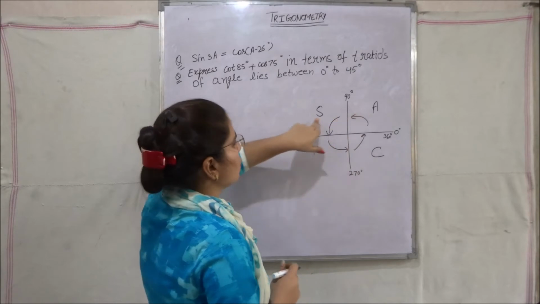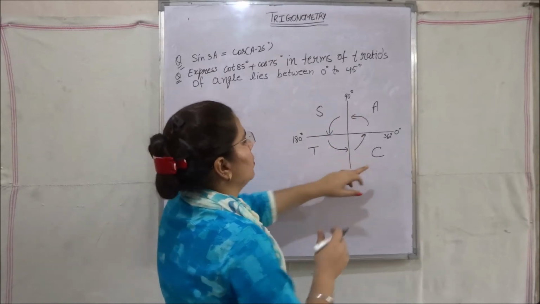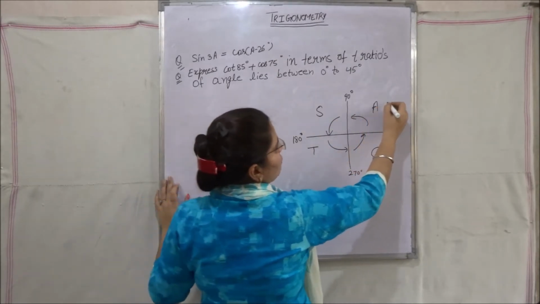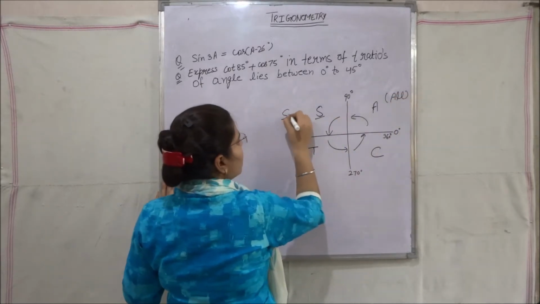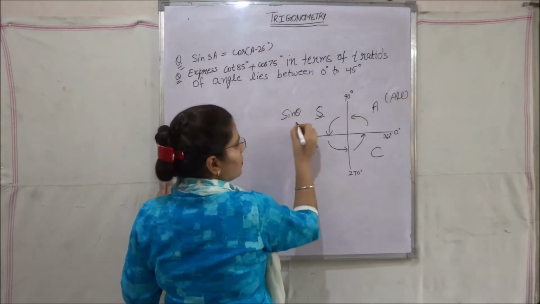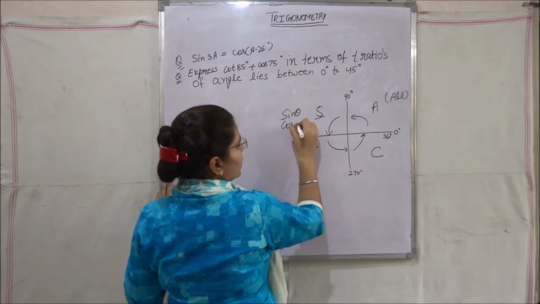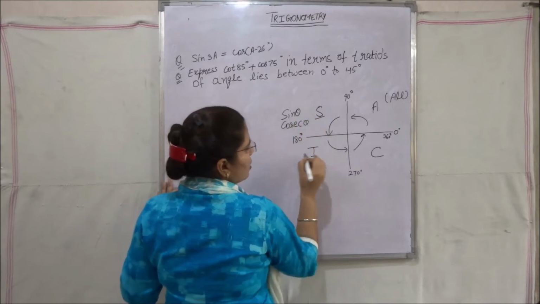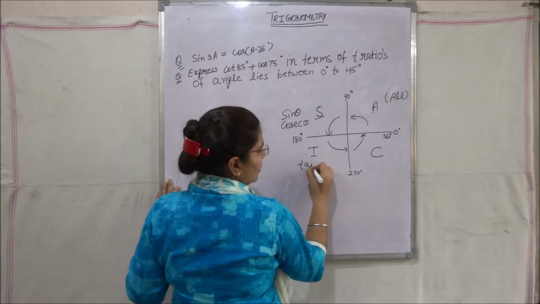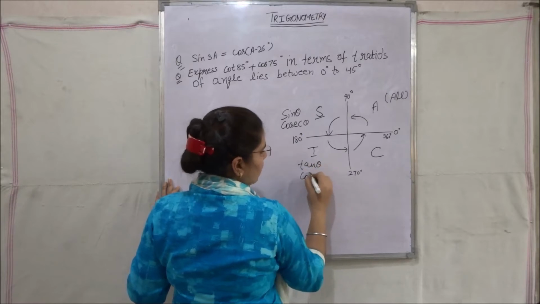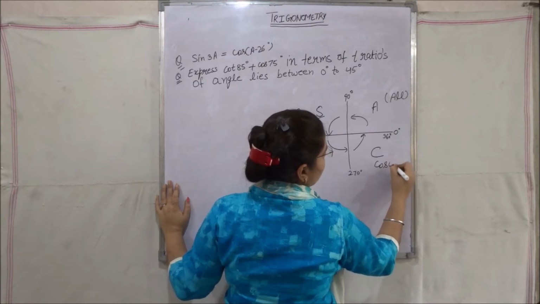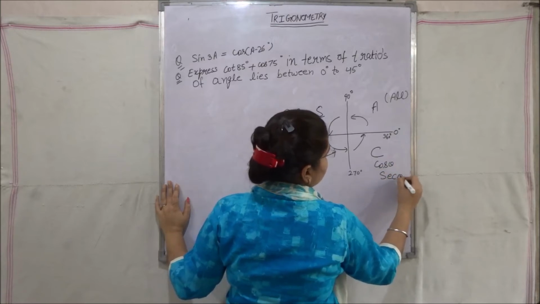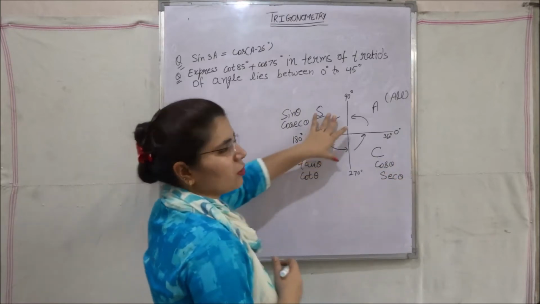So after school to college: A stands for all, S for sin theta, and the reciprocal of sin theta is cosec theta. T for tan theta, the reciprocal of tan theta is cot theta, and C for cos theta, the reciprocal of cos theta is secant theta. So these are the four quadrants.